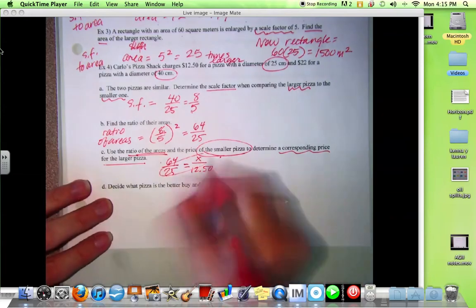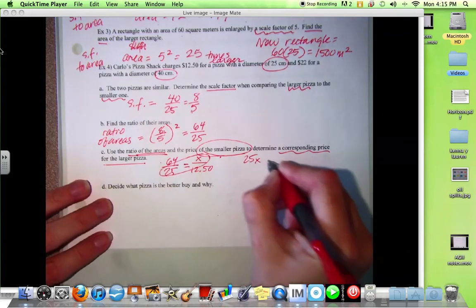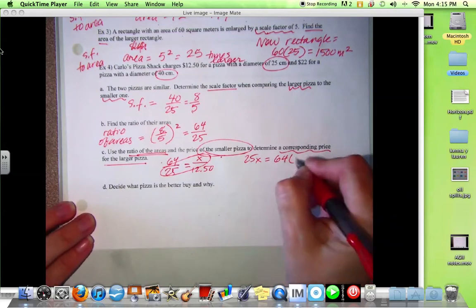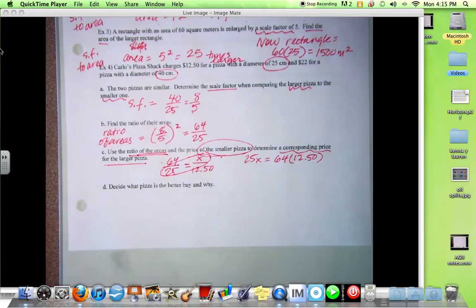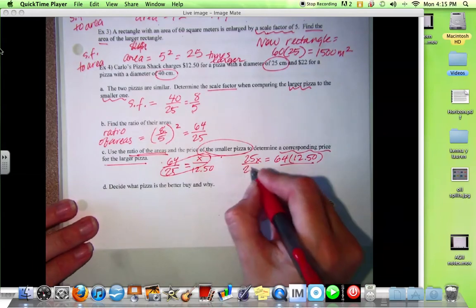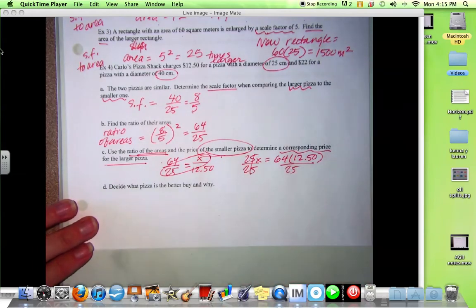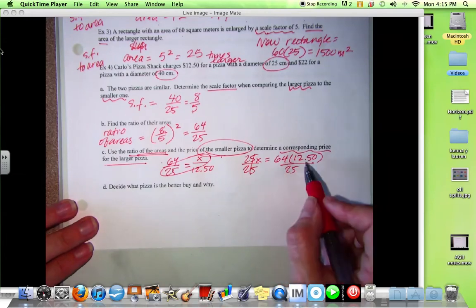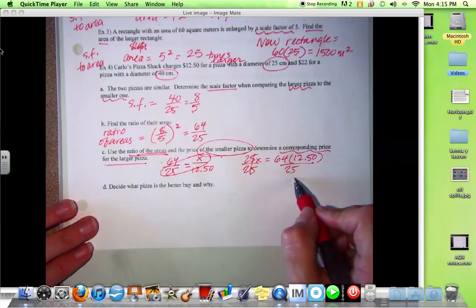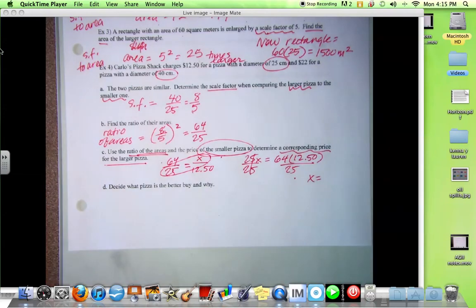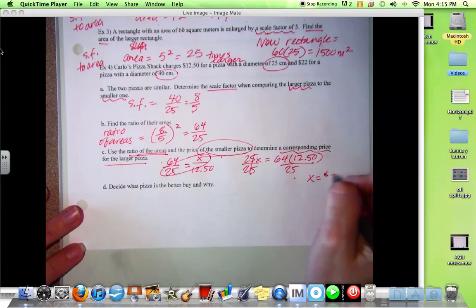Let's do our cross multiplication. 25x equals 64 times 12.50. Divide both sides by 25. So the cost of the larger pizza is 64 times 12.50 divided by 25. So the cost of the larger pizza should be $32.